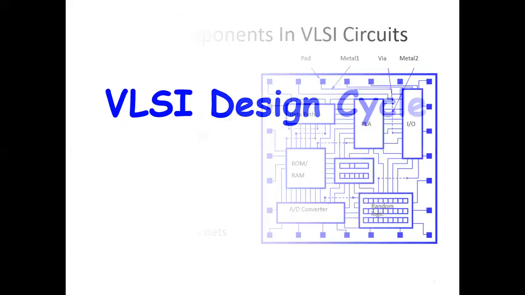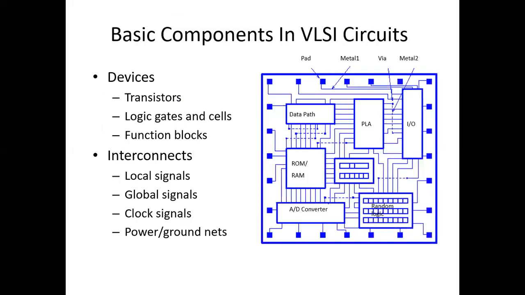Now we come to the VLSI design cycle. Before the details of the VLSI design cycle, we look at the module: what things are there in the design, or what the basic components in a VLSI circuit are. This is a block diagram where some blocks are there. You can see the data path, one of the blocks, which basically controls the data path. This part is for RAM, ROM, like memory.